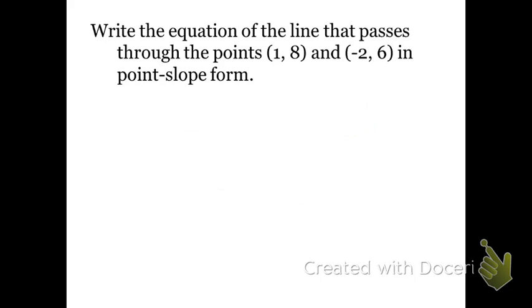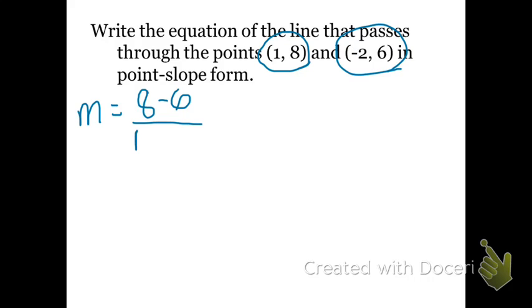In this example, we're asked to find the equation of a line that passes through the points (1, 8) and (-2, 6), and to write it in point-slope form. So, all we need is a point on the line, well, we have two of them, and a slope. Well, we don't have the slope, but we can certainly find it given 2 points. So to do that, we'll use the slope formula. So we'll start off by doing y2 minus y1, so 8 minus 6 over x2 minus x1, 1 minus -2. And if we simplify, we get that the slope is 2/3.